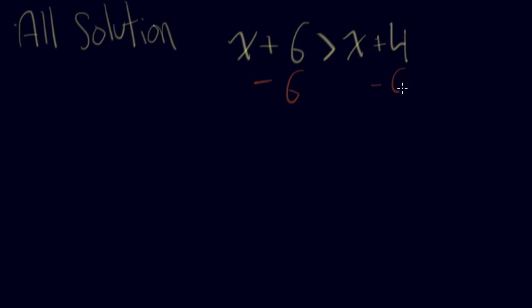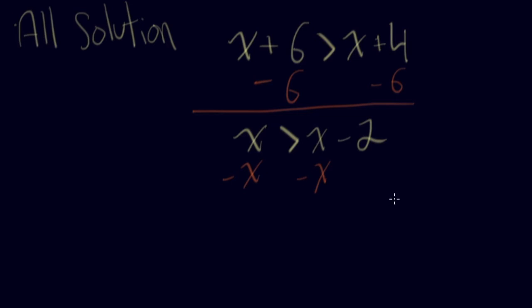I'm going to subtract 6 from both sides. And now I'm going to be left with x is greater than x minus 2. And I'm going to go and subtract x from both sides. And that is going to leave me with, uh-oh, my x's all disappeared. 0 is greater than negative 2. Ask yourself, is that true? Well, it certainly is. It is true.